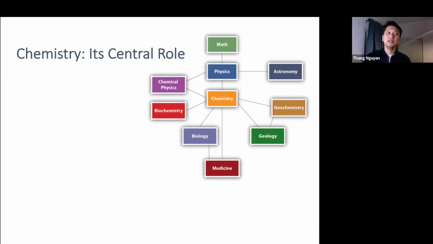And sometimes the study of chemistry is so intertwined with another study that we make a new field. For example, if you study the overlap between chemistry and biology, we call that biochemistry, or the study between chemistry and geology, we call that geochemistry.